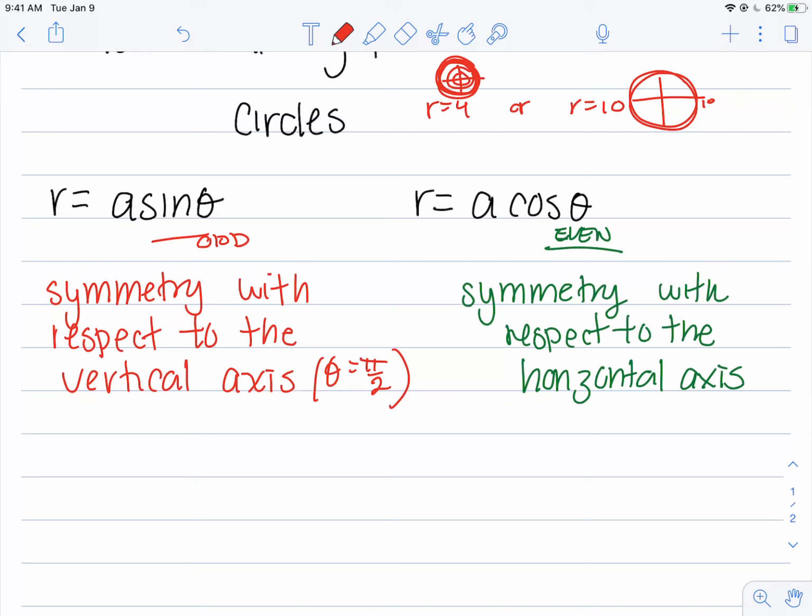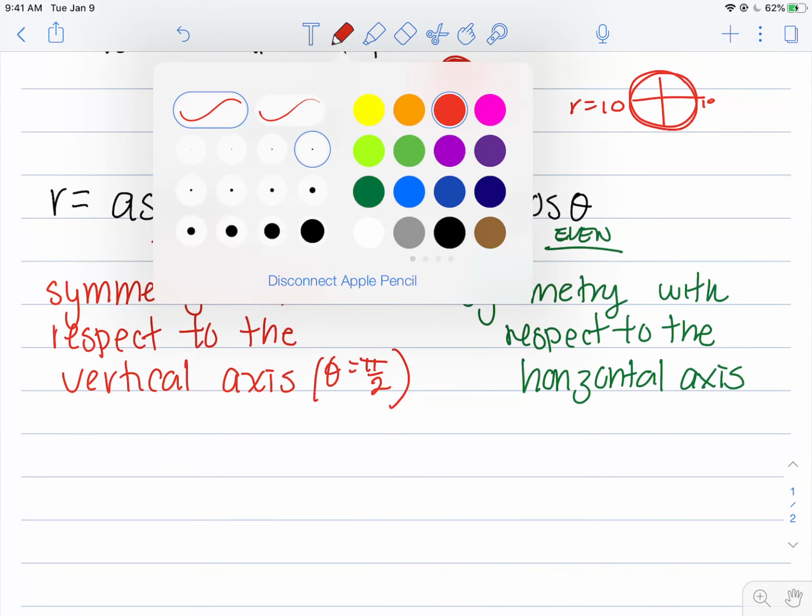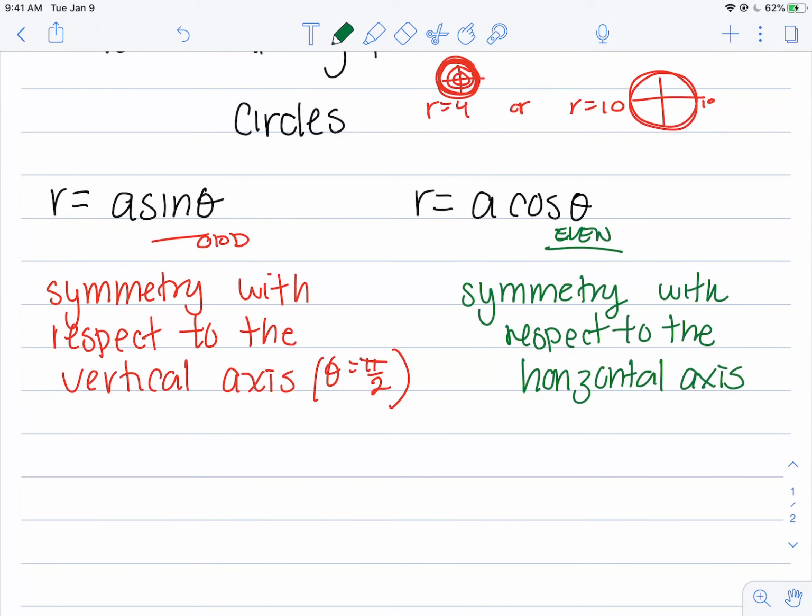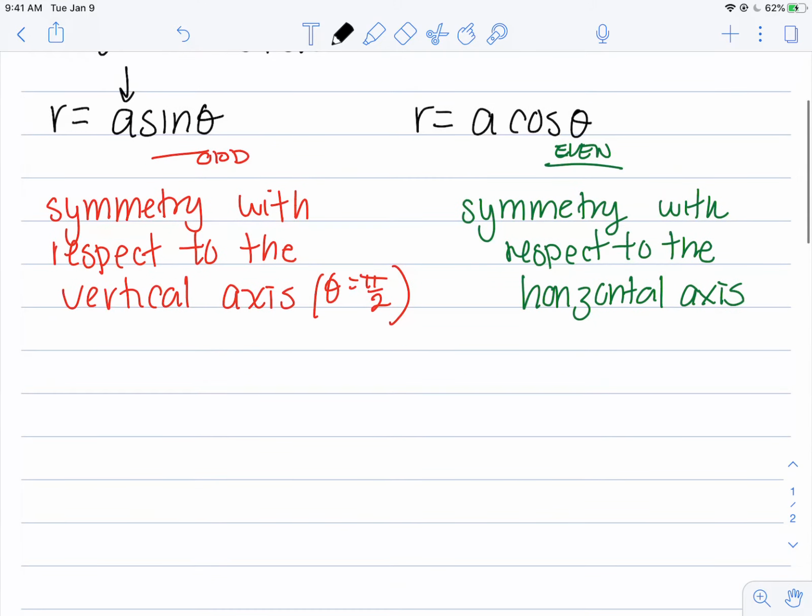And you get those with r equals a sine theta or r equals a cosine theta. The diameter of those circles is going to be your a value. So the a value stands for the diameter of the circle. So the radius would be a over 2. All right, so let's try an example. Let's start with r equals sine theta.